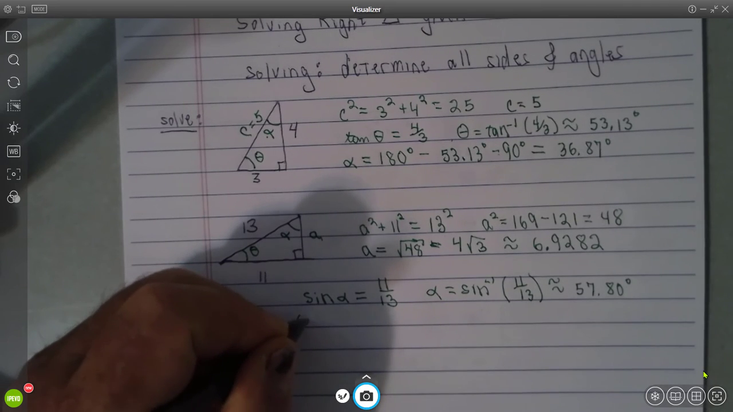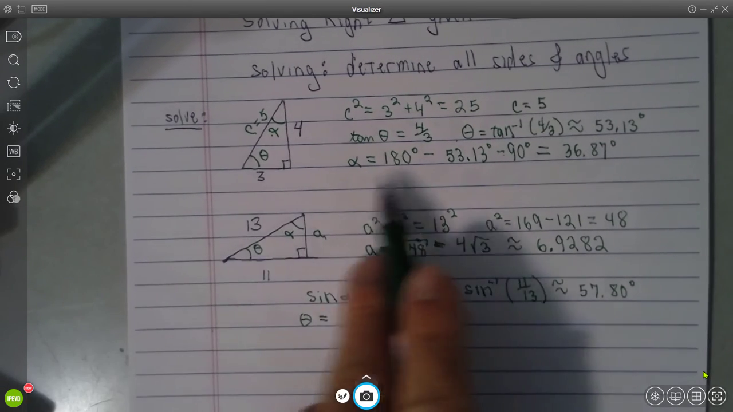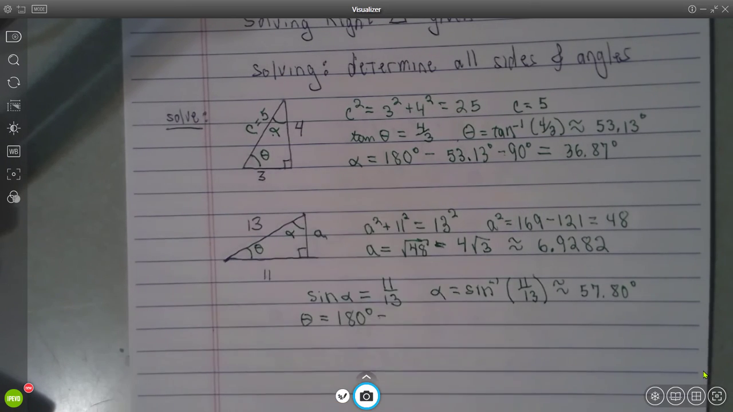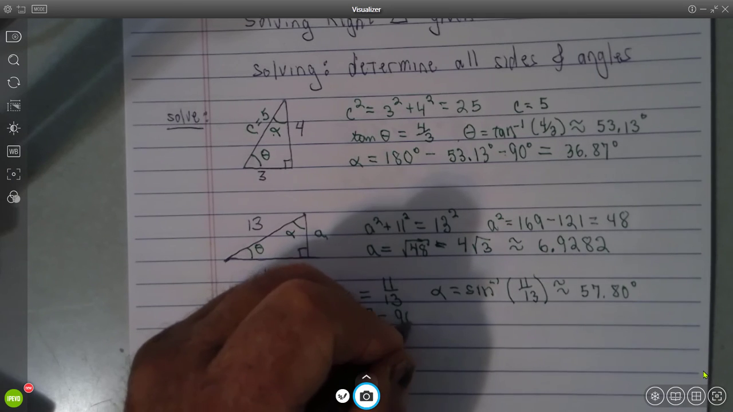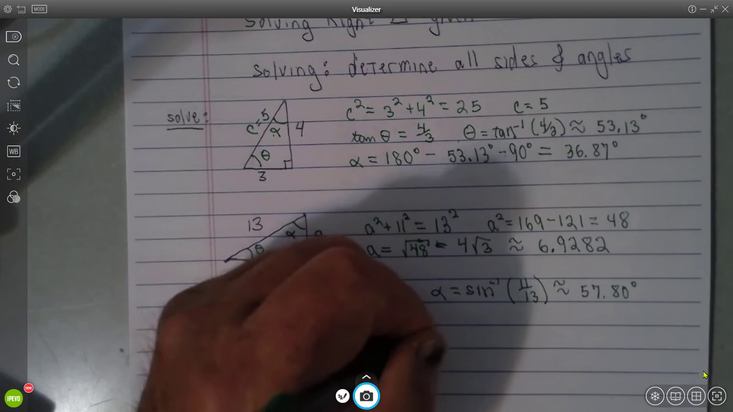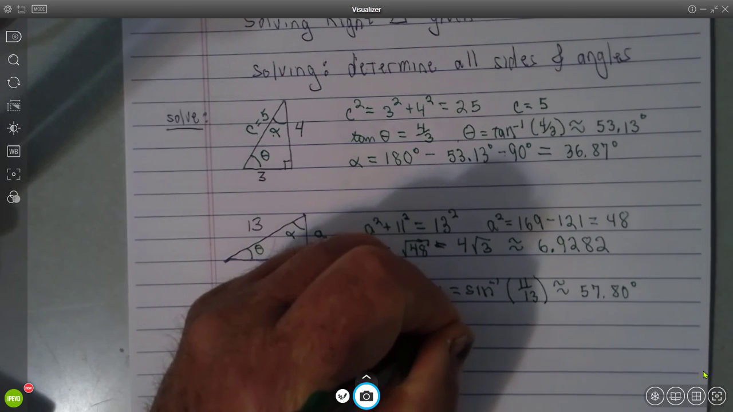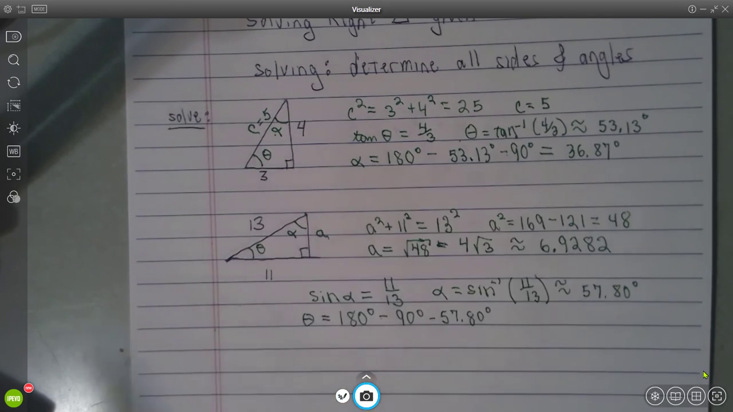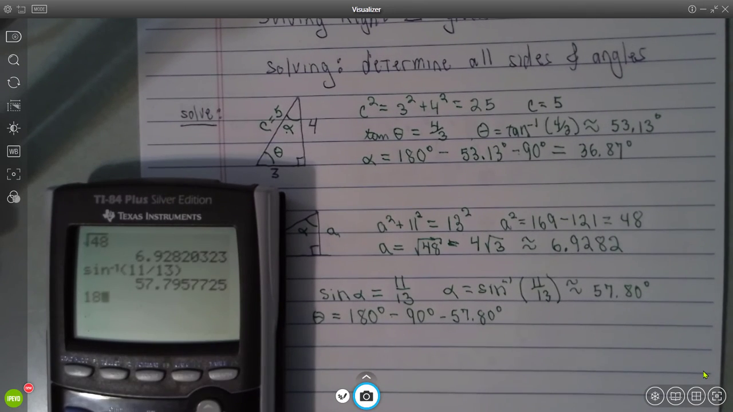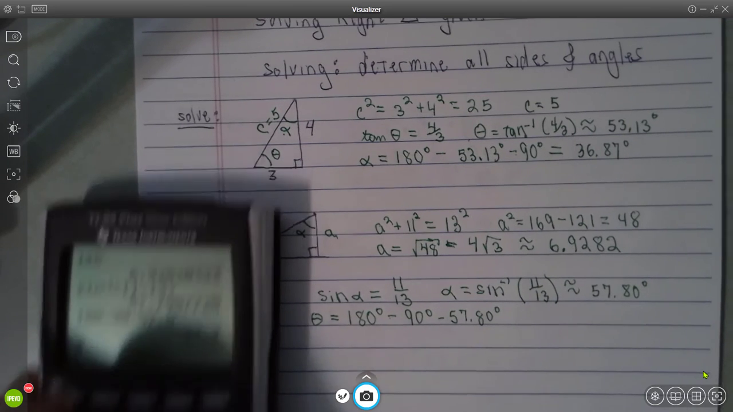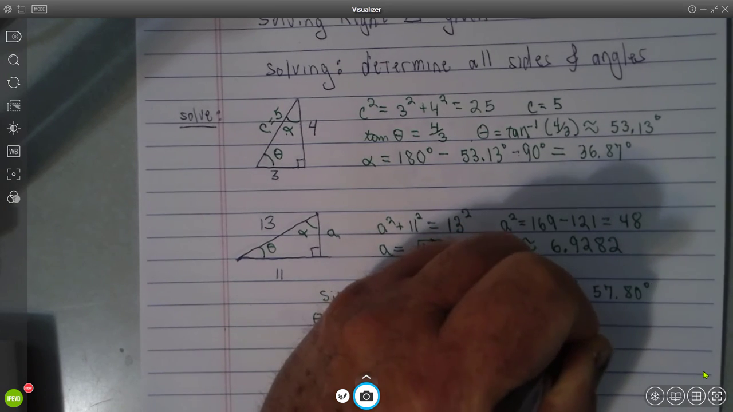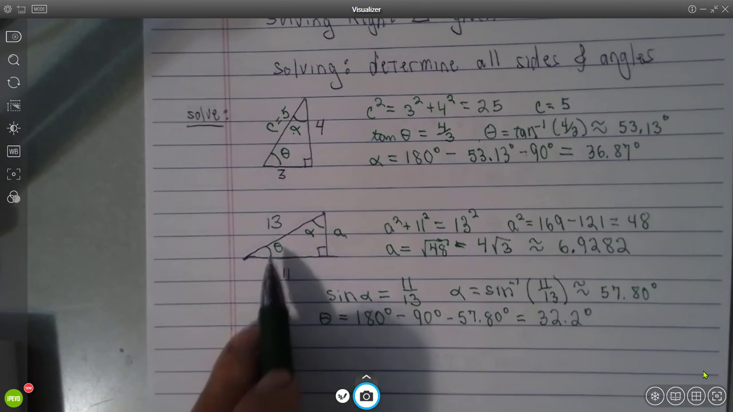To find the angle theta, we would do the same as we did up here. The sum of the measures of the angles of a triangle is always 180. We have a 90-degree angle, which we know because we have a right triangle. We've used up another 57.8 degrees in the angle alpha. So when we subtract, the remaining is 32.2 degrees. And that must be the measure of the angle theta.